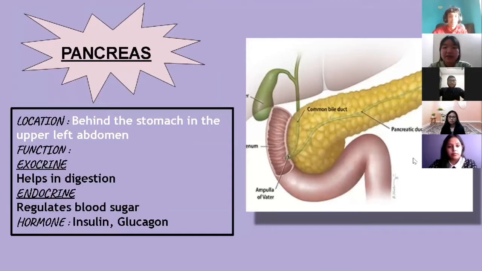the pancreas secretes hormones that help to regulate the glucose in the blood, which are insulin and glucagon. Insulin converts the glucose into glycogen to decrease the blood glucose level, whereas glucagon will convert glycogen into glucose to increase the blood glucose level.